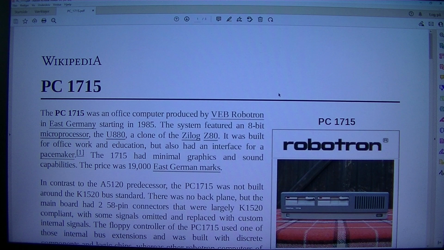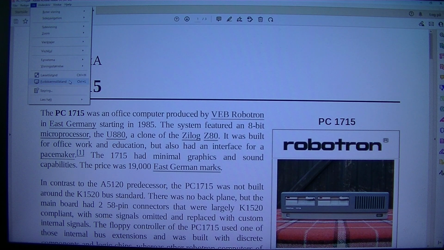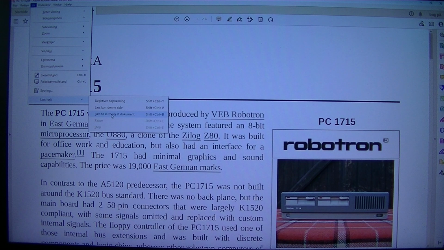We still had this wall in east and west. Yes, let's try to read it. To move some papers is hitting my mouse. Read out loud, read the documents.